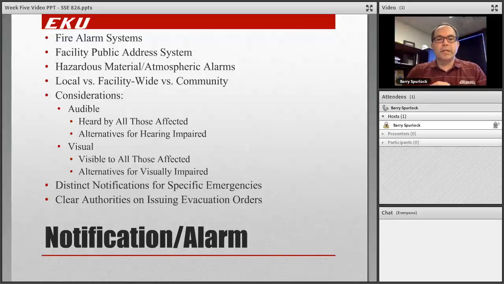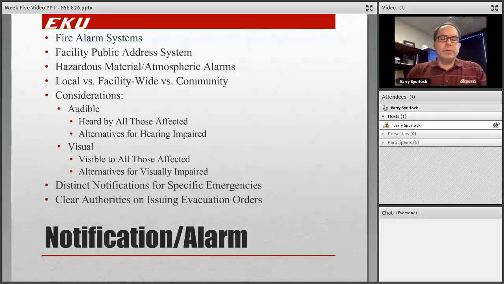Finally, the notification part is probably the best place for us to discuss having a clear authority on who can issue evacuation orders. Because once the evacuation order is issued, evacuation should take place. Now, if it's common that an employee who sees a fire, or a passerby in the facility who sees a fire, pulls the fire alarm, they've obviously exercised the authority to signal the alarm to make the notification.